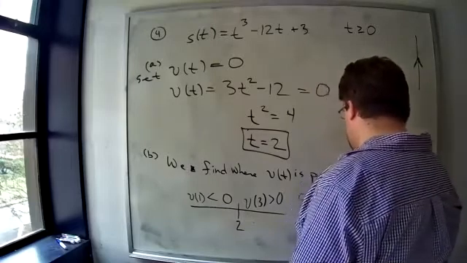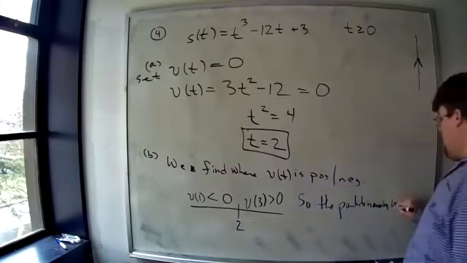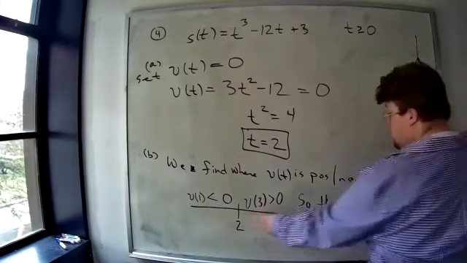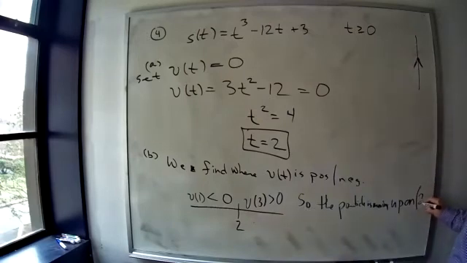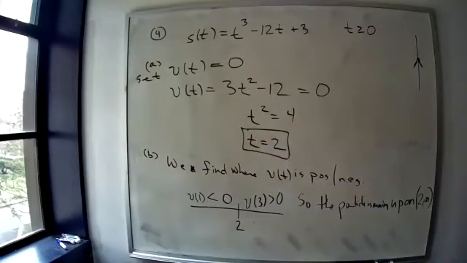So the particle is moving up on what? Well, that interval, 2 to infinity. Do we include 2? Well, I wrote that we don't. Why don't we include 2? Well, at 2, velocity is 0, so it's not moving anywhere.